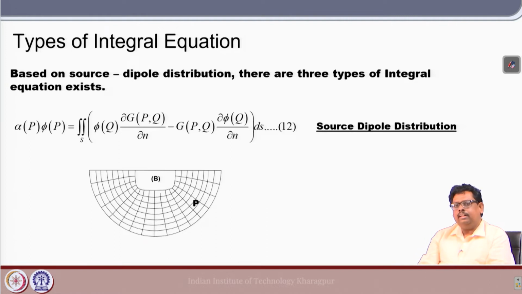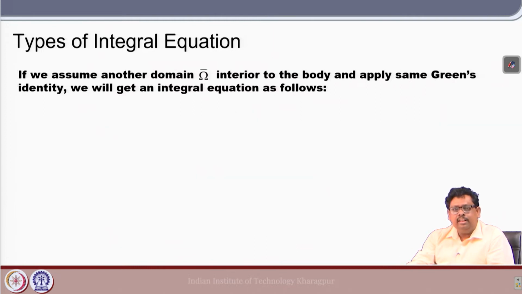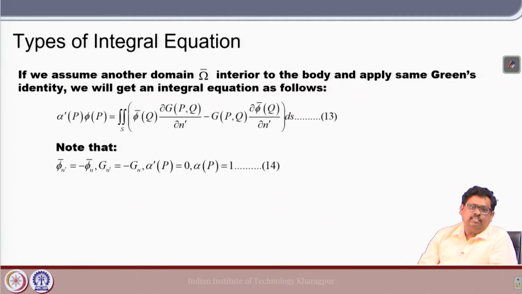Now, think of a hypothetical situation. In order to place this arbitrary point, instead of inside the fluid domain, let us place it inside the body. Now, inside the body there is no fluid, so you can think of it as an imaginary domain. If you write the same integral equation for this imaginary domain, then we can write the equation as follows.